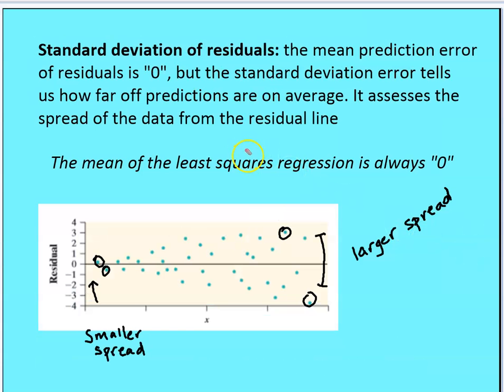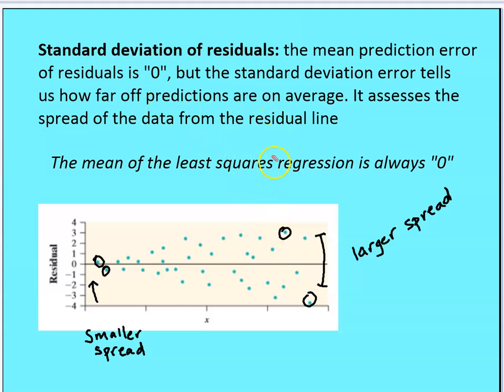All right, so standard deviation of residuals, which is what we're starting to talk about, is a mean prediction error of residuals. Standard deviation tells us how far predictions are on average. The mean prediction error of residuals is 0, right? Because what we're trying to do is we've zeroed out this spread here, the plus and minus of the residuals. So if we were to take the mean value, we'd end up with 0. But the standard deviation is going to tell us what the spread is generally for each data point. Okay, so it's going to tell us how far off our predictions are on average.